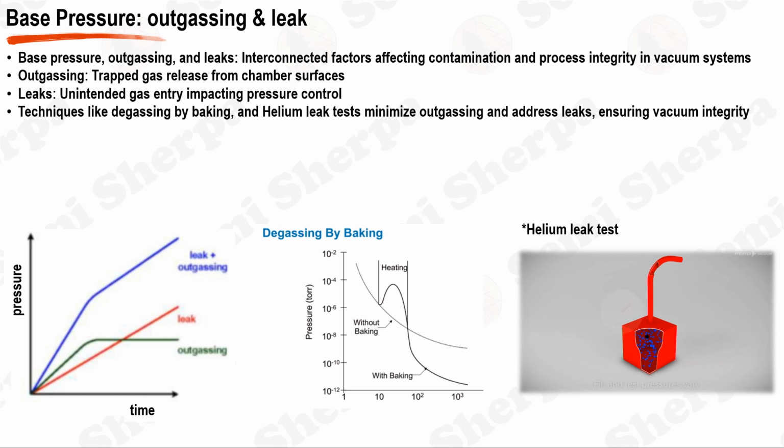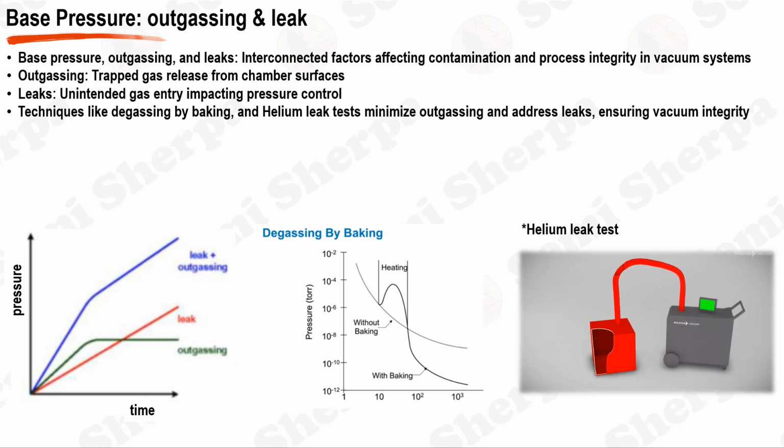systems. Outgassing involves the release of trapped gases from chamber surfaces, leading to contamination and reduced vacuum quality. Leaks are unintended pathways for gas entry, causing increased pressure and compromised processes. To address these issues, techniques such as degassing through baking and in situ dummy processes are employed. Helium leak tests, including spray tests, are conducted to identify and seal leakage points. Optimizing base pressure, managing outgassing, and preventing leaks enhance purity and yield in semiconductor vacuum processes.